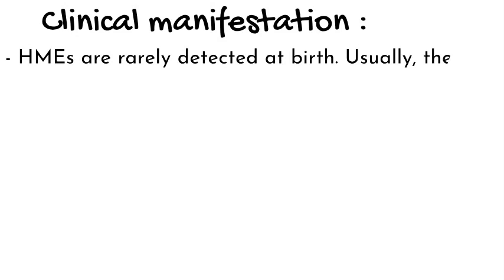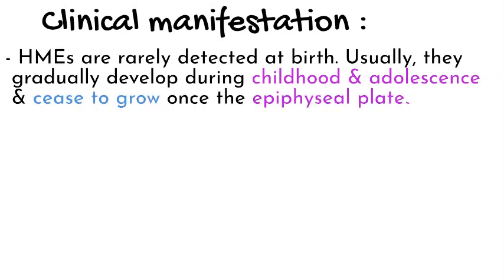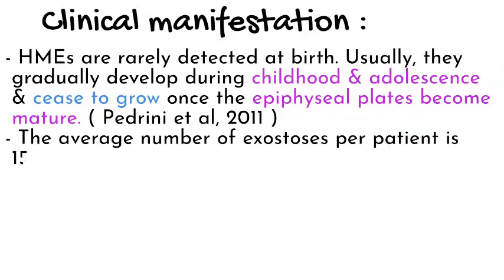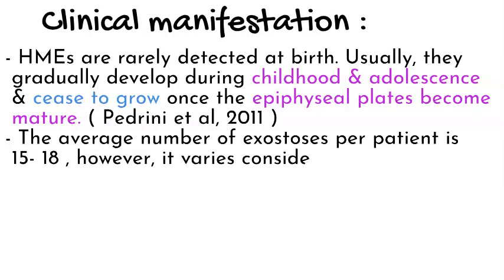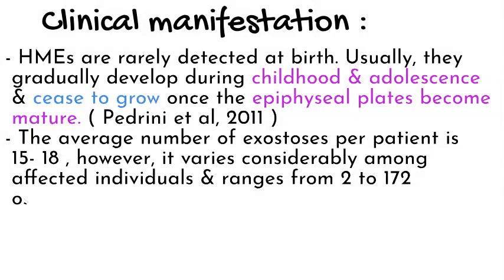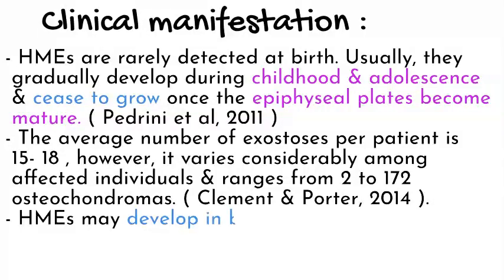Clinical manifestation. HMEs are rarely detected at birth. Usually, they gradually develop during childhood and adolescence and cease to grow once the epiphyseal plates become mature, by Pedrini et al., 2011. The average number of exostosis per patient is 15 to 18. However, it varies considerably among the affected individuals and ranges from 2 to 172 osteochondromas, by Clement and Porter, 2014.